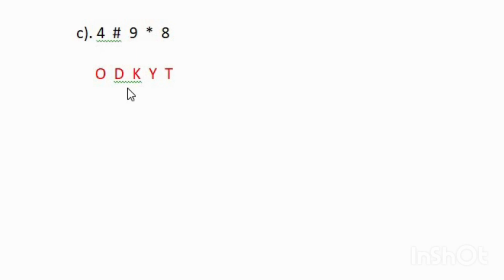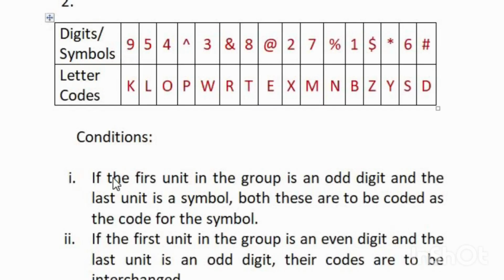So the answer is ODKYT. In the next question, the first unit is an odd number and the last unit is a symbol. So we can look for that condition. So it is the condition 1 itself. That is, if the first unit in the group is an odd digit, yes, it is an odd digit, and the last unit is a symbol. Both these are to be coded as the code for the symbol.